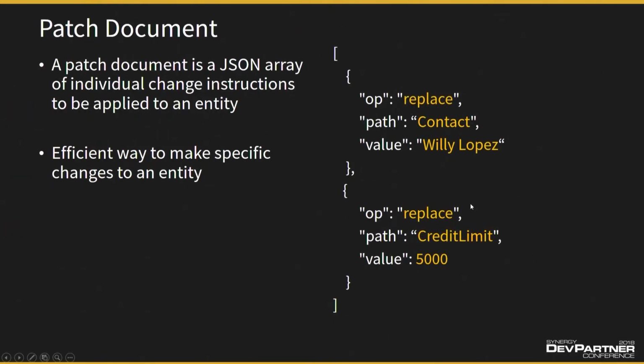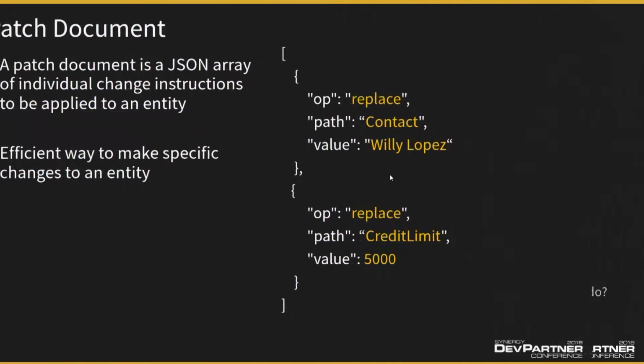Okay. Here's what a patch document looks like. So if you're doing a post or a put, you're just sending the JSON for the entity, with all the property names and values and so on. A patch says we're going to replace the value of the contact property with this value and replace the credit limit with this value. And that's the only 2 things that are going to change in that entity. Okay?